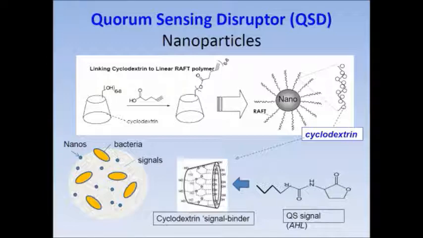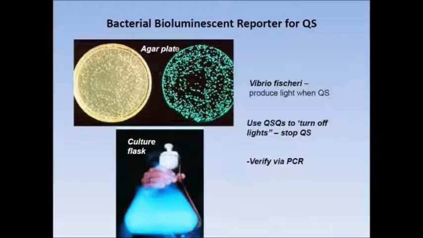And then what we hope to do is to attach other types of raft molecules, perhaps longer than the cyclodextrin-containing ones, that will help facilitate the migration into the biofilm. They'll help the nanoparticle slither by the EPS molecules and not get stuck. And that is a big problem.